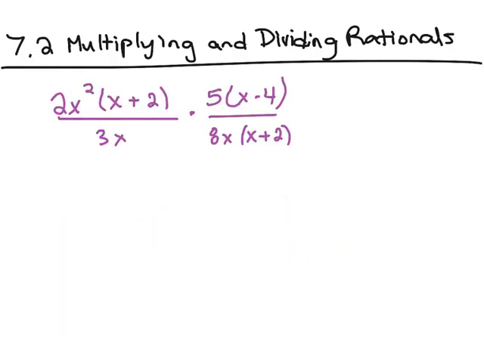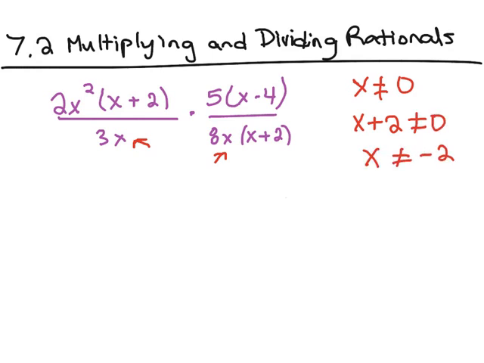For the next one, first step is to find our non-permissible values. So we know that x cannot equal 0 because of this x and this x. And also x plus 2 cannot equal 0, so x cannot equal -2. So we have our non-permissible values. Now we're going to multiply across.